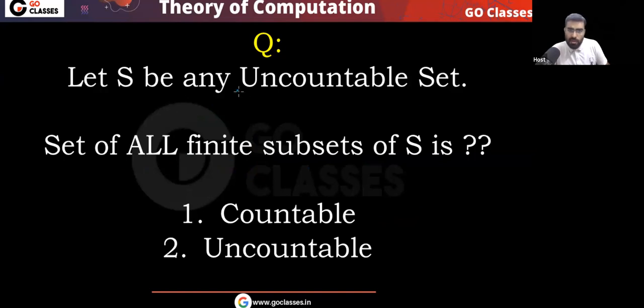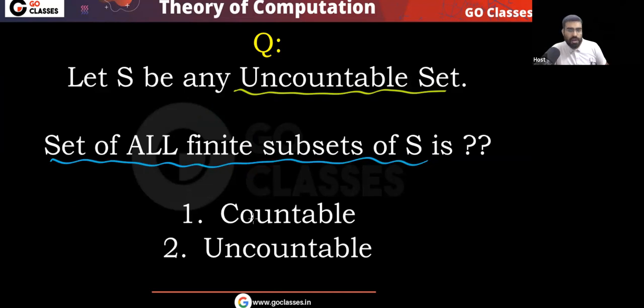Let S be any uncountable set. S itself is uncountable. Now tell me, the set of all finite subsets of S, will that be countable or uncountable? Yes, that will be uncountable. Very good. Why? Tell me why.